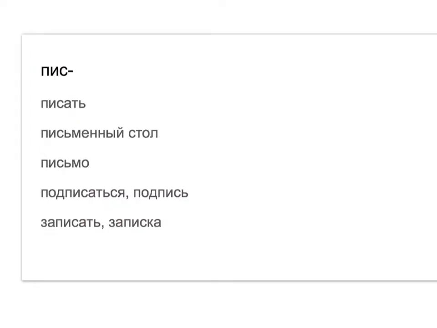Now let's look at the root pis, to write. Find the root in each of these words. Писать, письменный стол, письмо, подписаться, подпись, записать, записка. Of course, you can see the prefixes in some of these words. And now look at the suffixes.